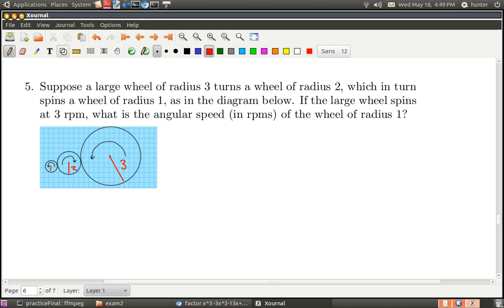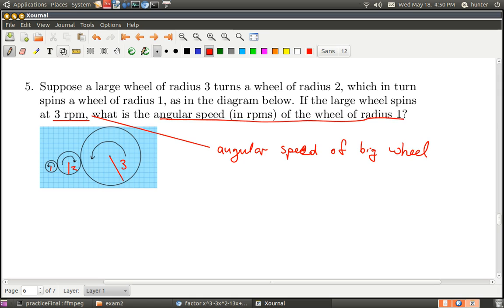And so what's happening here is the big wheel is turning the medium wheel, which is turning the small wheel. What we're given is the RPMs. So we're given the angular speed of the big wheel. Okay, so this 3 RPMs is the angular speed of the big wheel. And what we want is to find the angular speed of the small wheel.